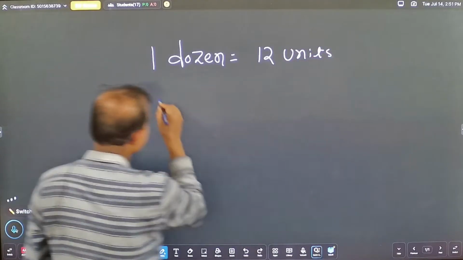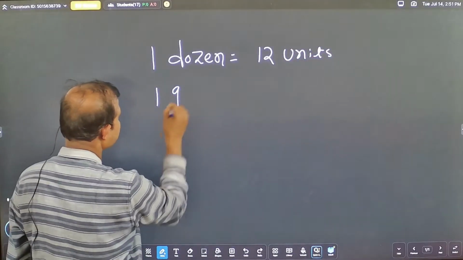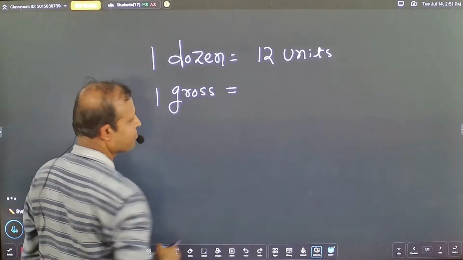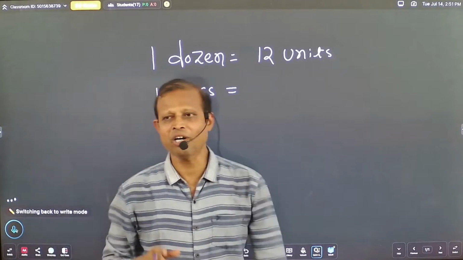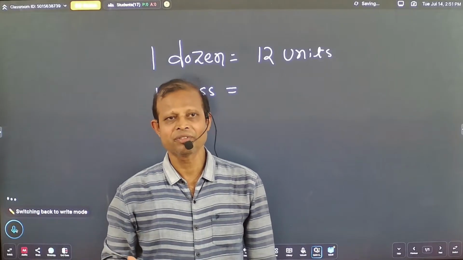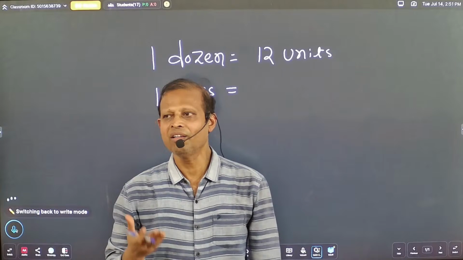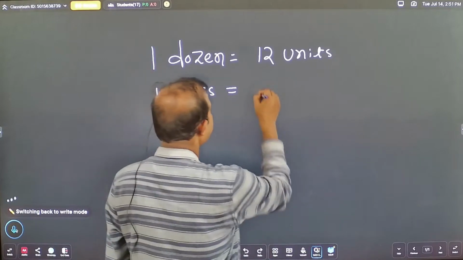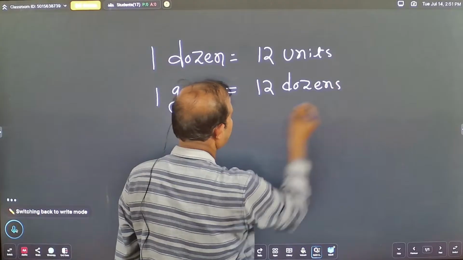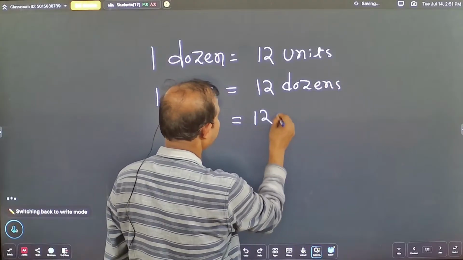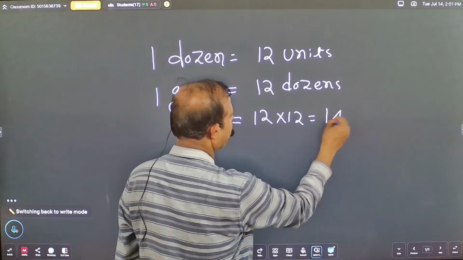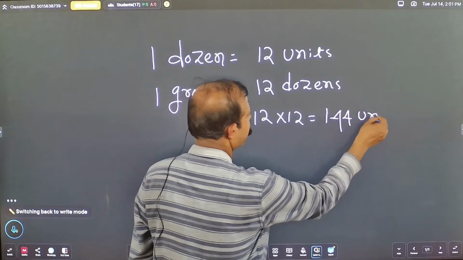If I say 1 gross equals to how many dozen? 1 gross is equal to how many dozen? 12 dozen. 1 gross equals to 12 dozen. And that is equal to 12 multiplied by 12 equals to how many? 144 units. Understood?